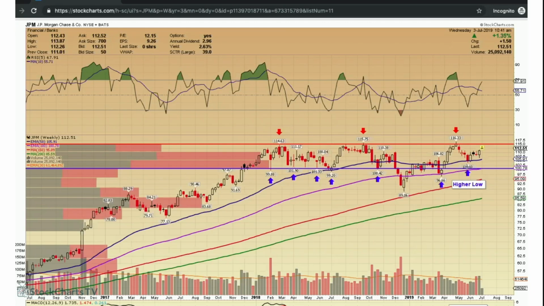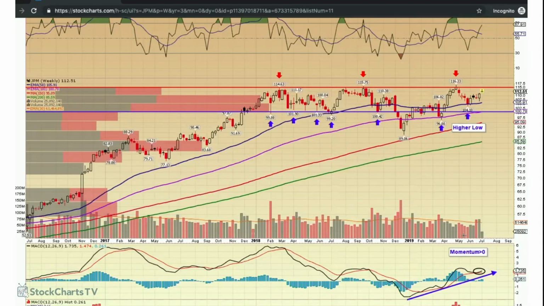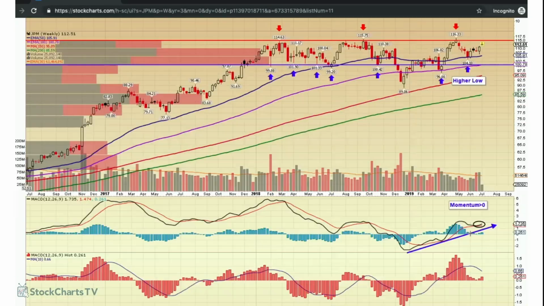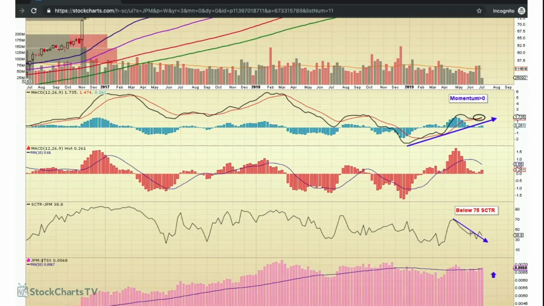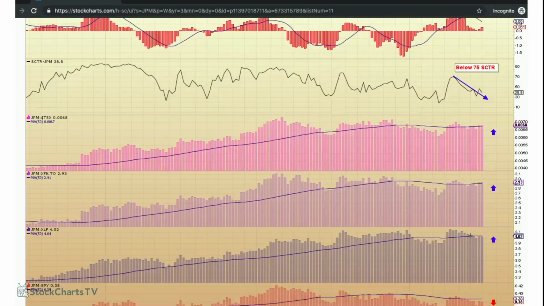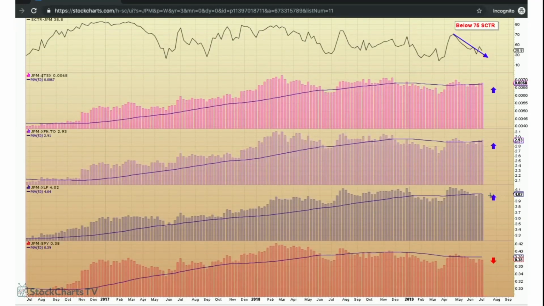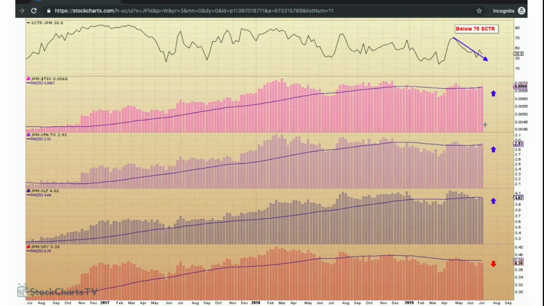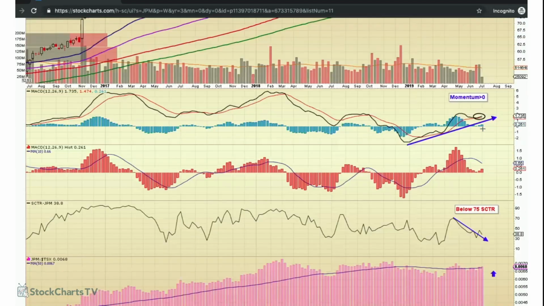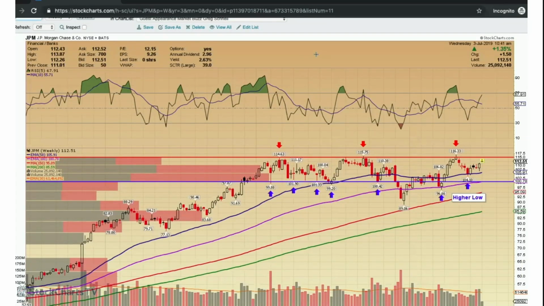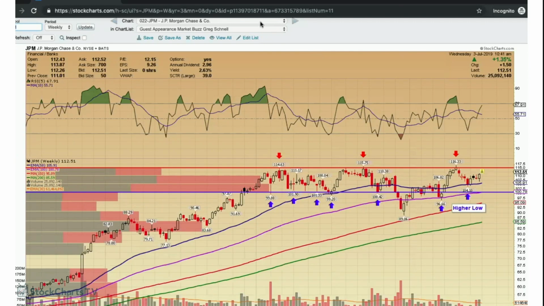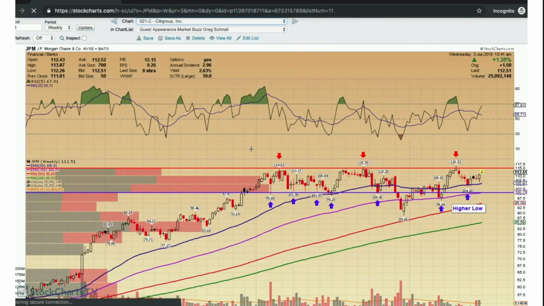The scooter again is 39, and momentum is turning up, which is positive. We have a divergence here, but again, the scooter's below 75. In this case, you have somewhat of the relative performance indicators starting to move above the 50-day moving average, so that is positive. But again, I'd like to see it continue up trending. Perfect. Then we'll move on to the next one here, which is Citi.